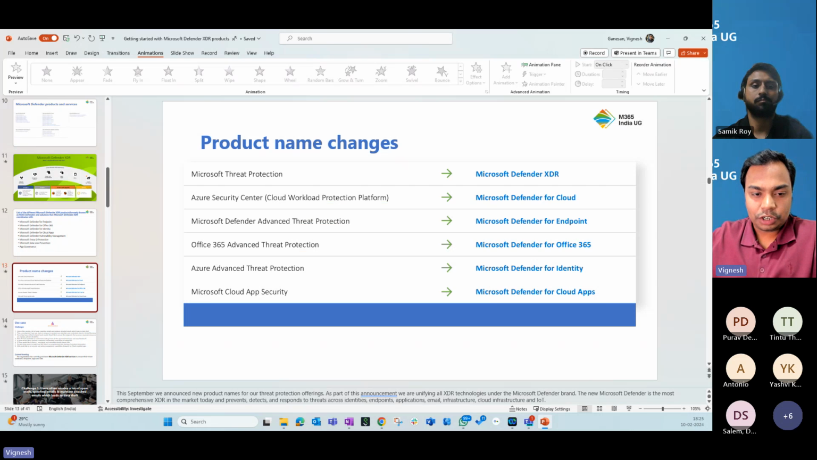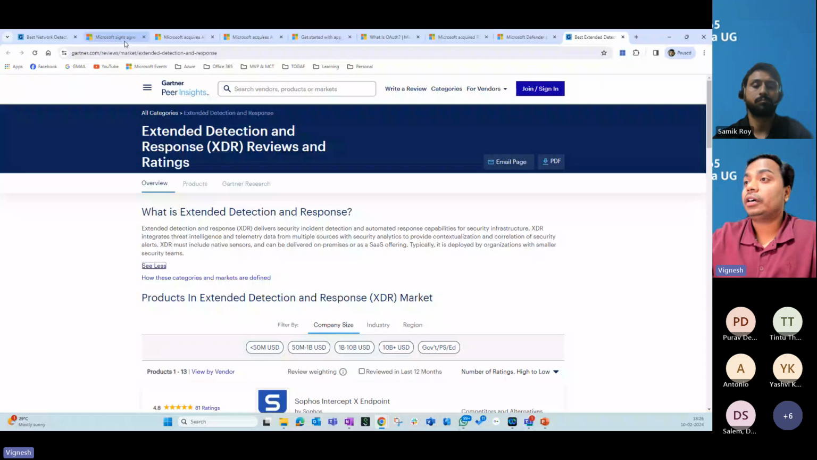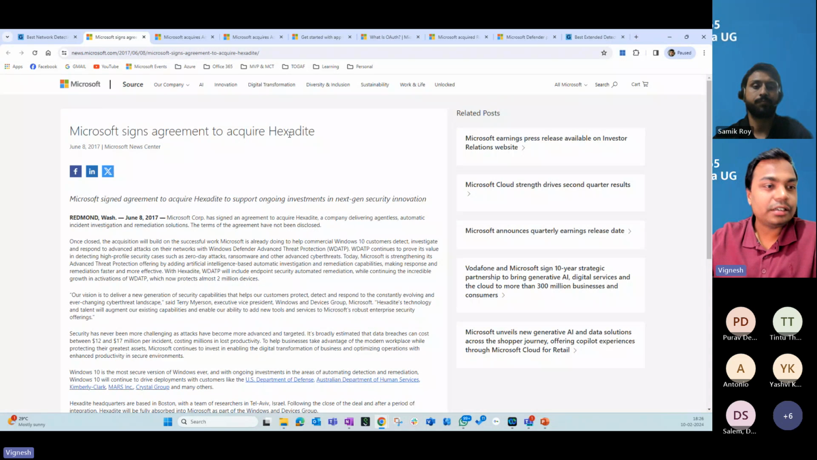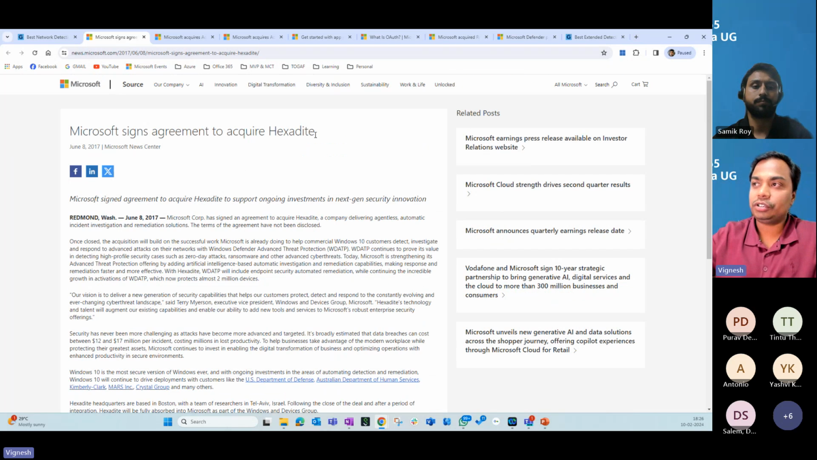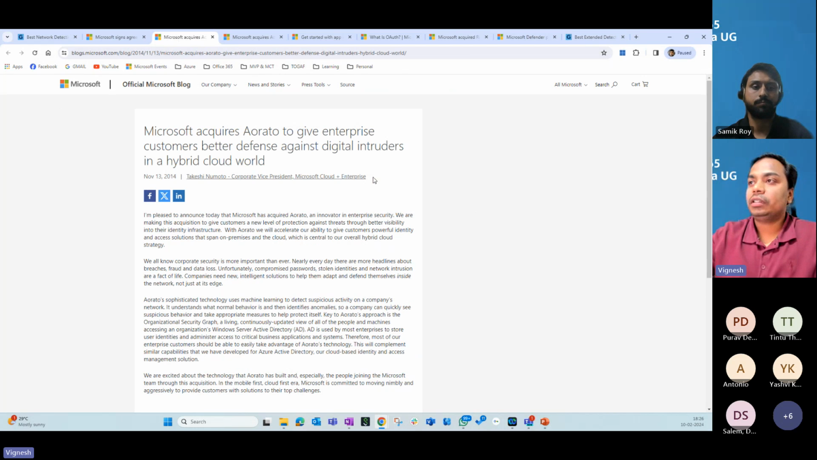And I also want to talk quickly about these organizations. To begin with, the very first one is Hexadite. Hexadite is once again an Israeli organization which Microsoft purchased, and currently this is what you're seeing as Microsoft Defender for Endpoint. As Microsoft purchases, they integrate some of their services and do a rebranding, and now this product is called Microsoft Defender for Endpoint. So Hexadite is where this came from. The next one is Aorato, which is your Microsoft Defender for Identity. Once again, an Israeli organization which was purchased by Microsoft. I think this blog was written in 2014, and then they made it a part of their suite.